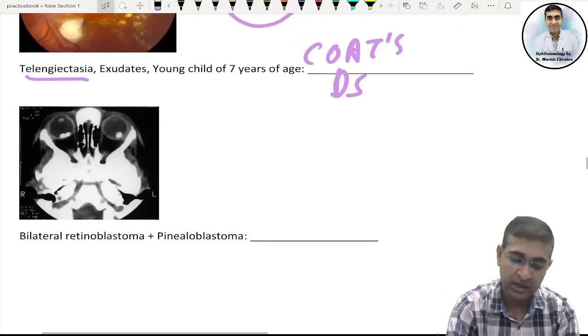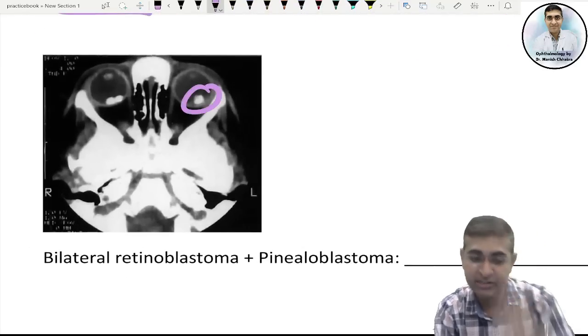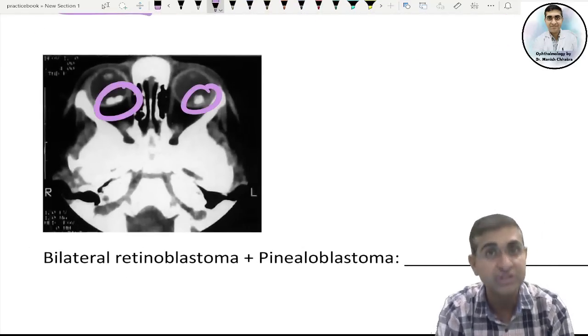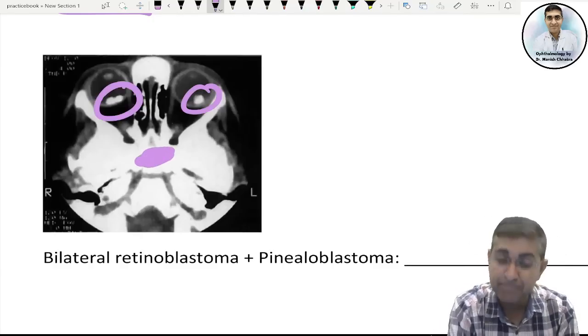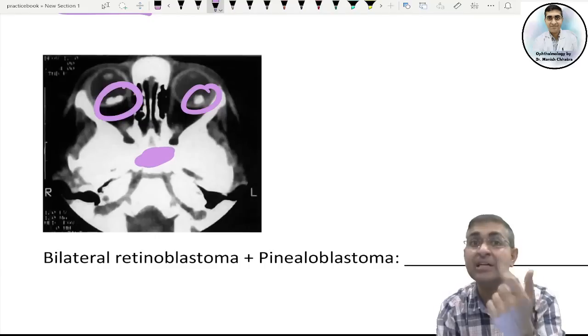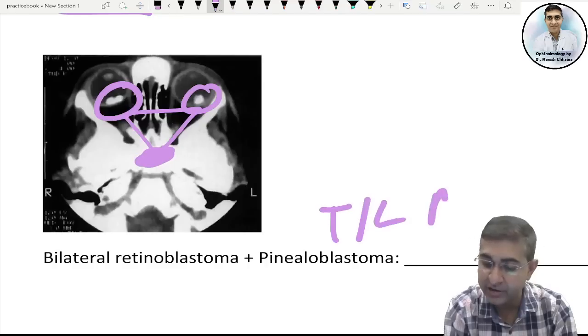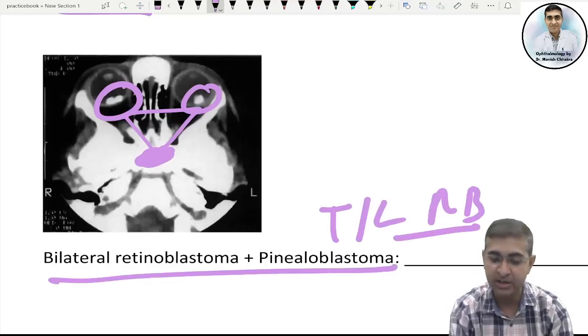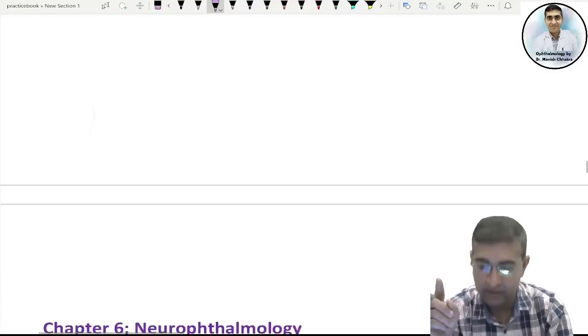Okay. What is this? You can see retinoblastoma because retinoblastoma is a calcified tumor. You can also see calcification here, which is a pinealoblastoma, a pineal body tumor. So it is forming a triangle. You call it trilateral retinoblastoma. So what is trilateral retinoblastoma? Bilateral retinoblastoma with pinealoblastoma.